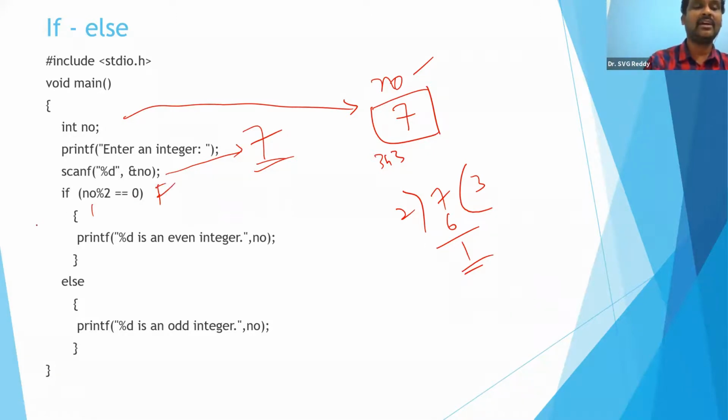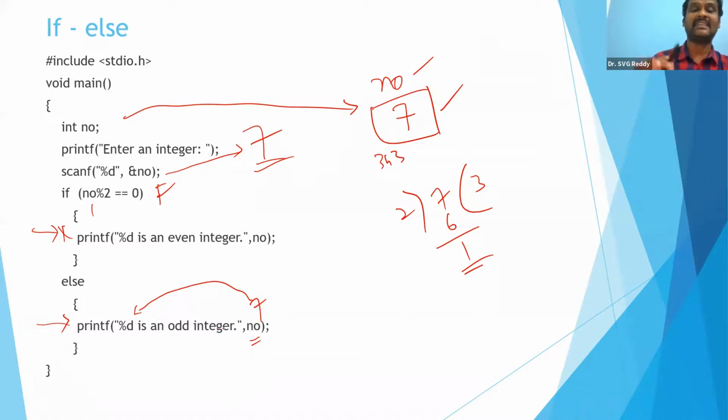So then it will not go to the true block here. It will skip it. It will go to the else block where we have printf percentage d is an odd integer. What is number here? Number is 7. So 7 will be given to this percentage d, of course, as we have been seeing all the time. So 7 is an odd integer. It prints like that.